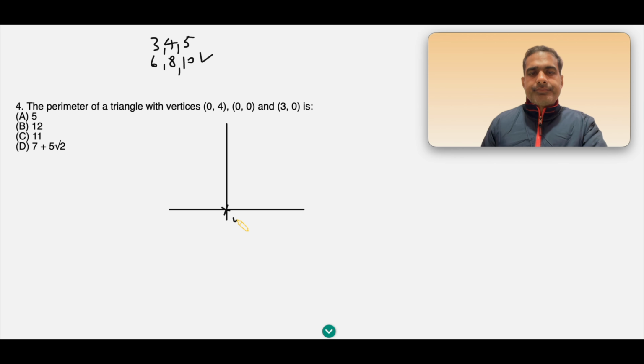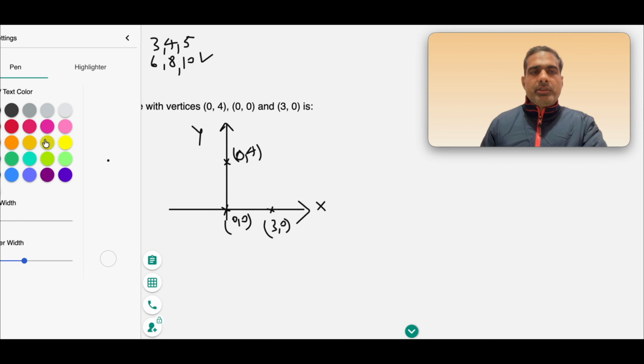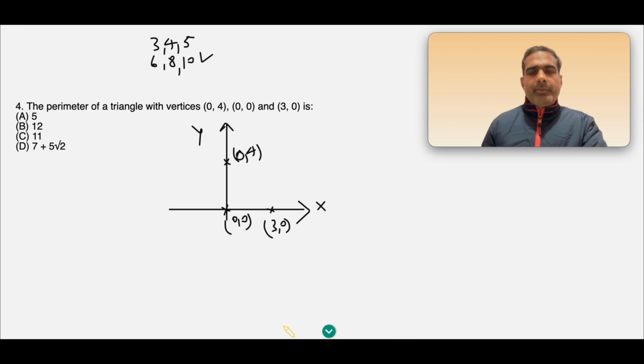Here, if we try to visualize the three vertices, one is the origin (0, 0), this is x, this is y. One is the origin, one is (0, 4), so 4 units above the origin, and the other one is (3, 0), so (3, 0) is this. So these are the three vertices, and we have to find out the perimeter of this triangle, this green triangle.